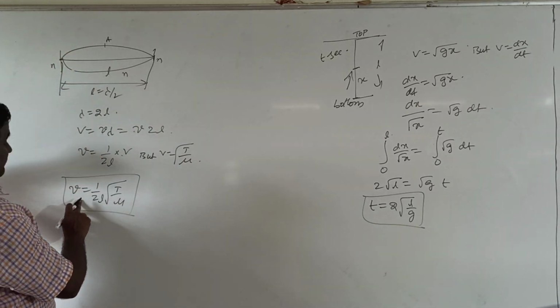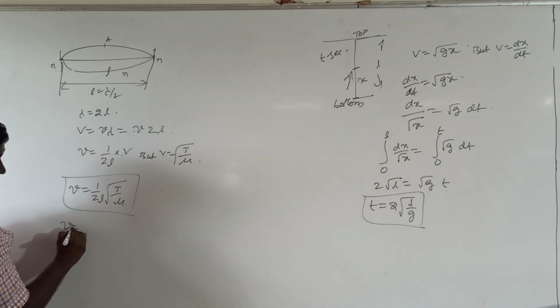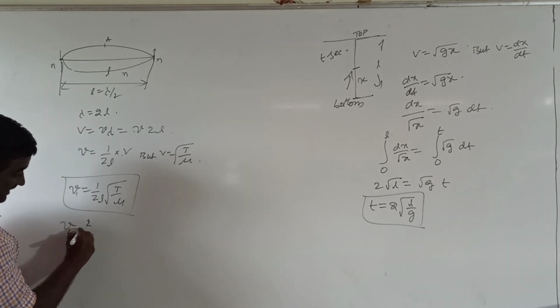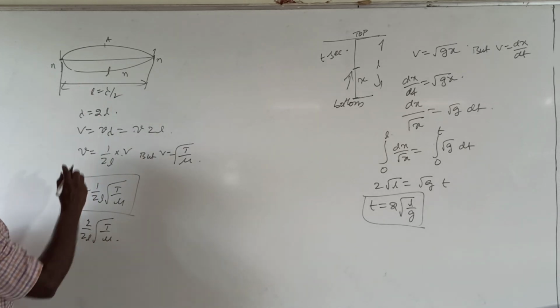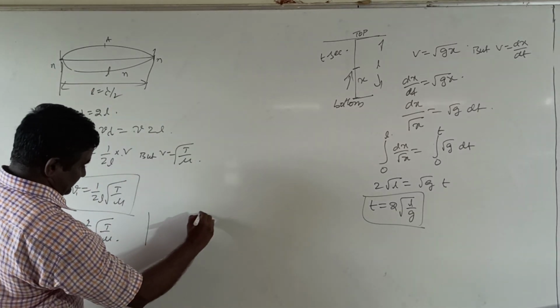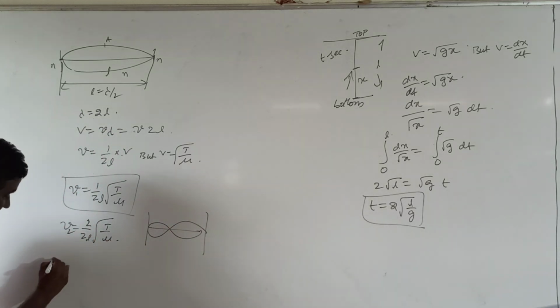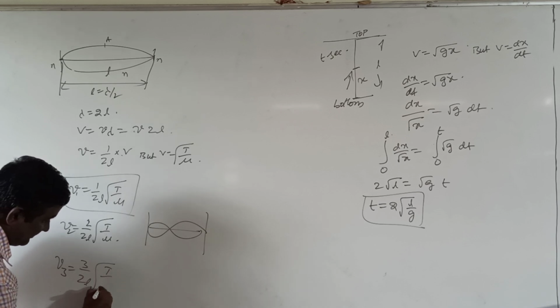If the string vibrates with two loops, then the frequency is taken as n2, which is 2 by 2L into root over T by mu. If the string vibrates with three loops, the frequency is 3 by 2L into root over T by mu.